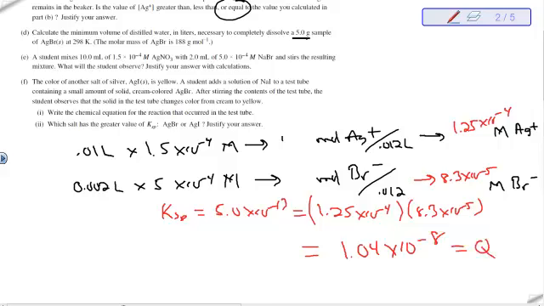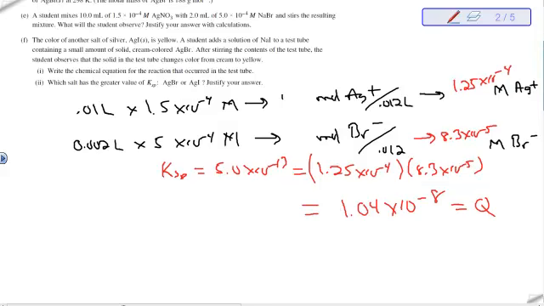Now remember, that's Q, that's the current conditions. Please see that this value, Q, is larger than K, meaning there are too many products. The reaction will shift to the left and a precipitate will form. Okay, it's important to understand: Q is larger than K, will shift to the left, and a precipitate will form. Moving on to part F.